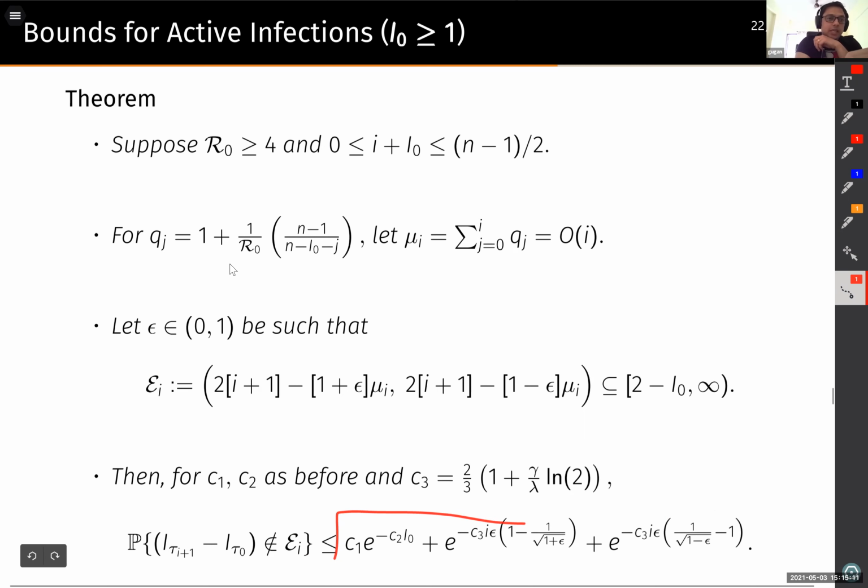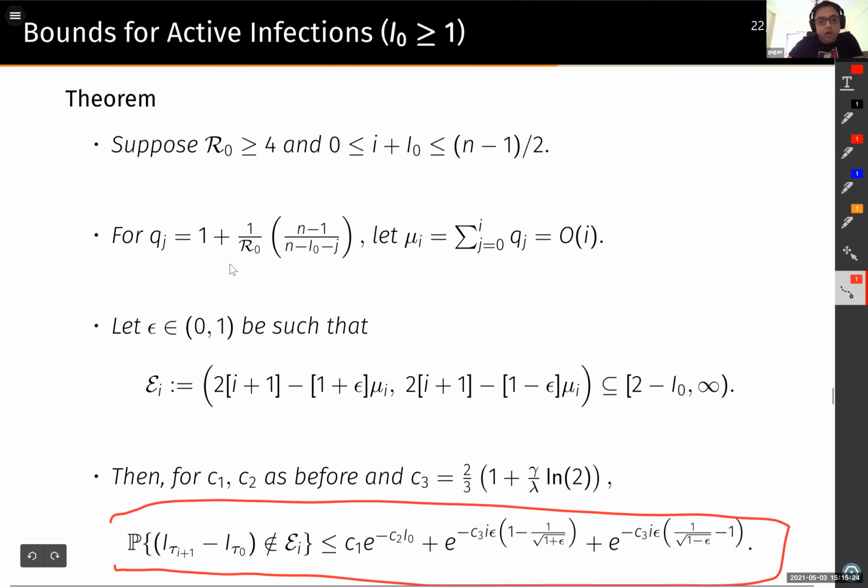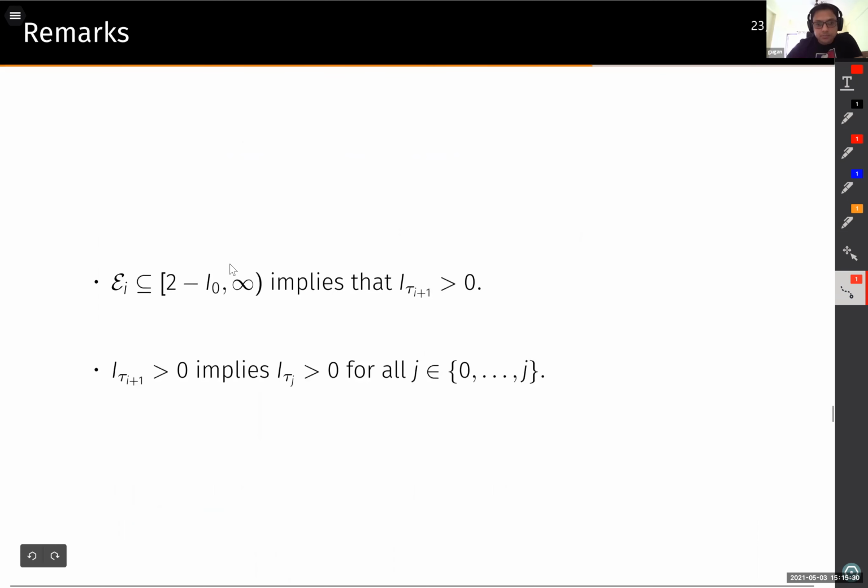So in that sense, you can see that we have some probabilistic bounds for the number of active infections. Again, this bound holds for any I naught bigger than or equal to 1. This basically tells us some concentration bound for the number of infections at time tau I plus 1. One can ask, why did we require that this event EI be a subset of this event? Well, this is to ensure that the process has not ended. If this condition is true, then this implies that the process has not ended at time tau I plus 1. And if the process has not ended at tau I plus 1, then it automatically implies that the process must not have ended at earlier stopping times as well.